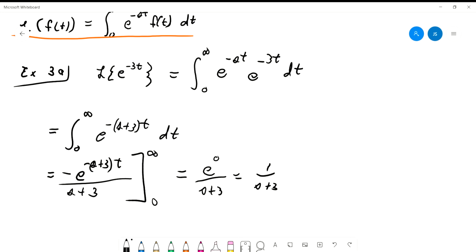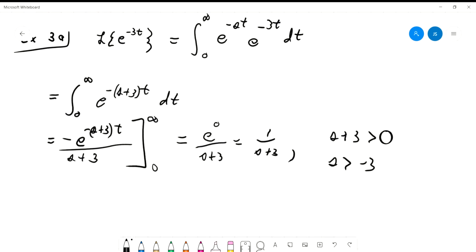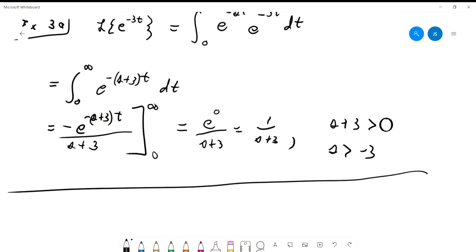And again, what do we need for that? We need s plus 3 to be positive, so that we've got e to a negative number times t. That is to say, s has to be greater than negative 3. So that's the Laplace transform for e to the minus 3t. And in general, I'll tell you this now, you could replace the minus 3 with a k: the Laplace transform of e to the kt is just going to be 1 over s minus k.